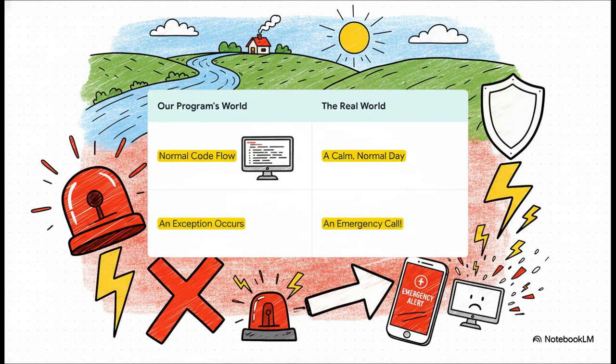Here's probably the best way to think about it. A program just doing its thing is like a totally calm, normal day. Everything's going exactly to plan. But an exception? That's the 911 call that shatters the calm. It's the fire alarm blaring, the medical alert. It's an event that demands an immediate and, more importantly, a planned response to stop a total disaster from happening.